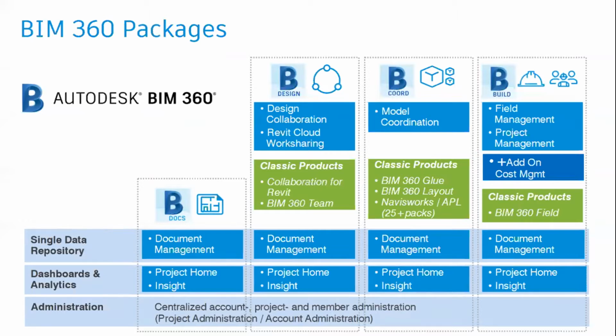So the classic ones include C4R, or the collaboration for Revit, BIM 360 Team, BIM 360 Glue, BIM 360 Layout, and BIM 360 Field. While the next gen products are the BIM 360 Docs, Design, Coordinate, and Build. So these come in packages. For example, when you subscribe to BIM 360 Design, you also get access to the classic C4R plus BIM 360 Team. So with the same idea, the unified platform will also include these classic and next generation components.